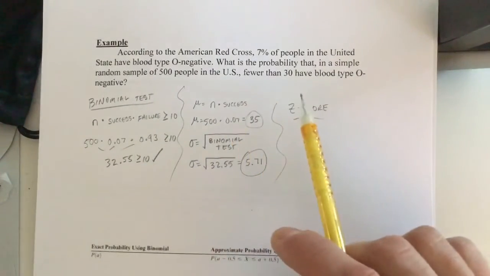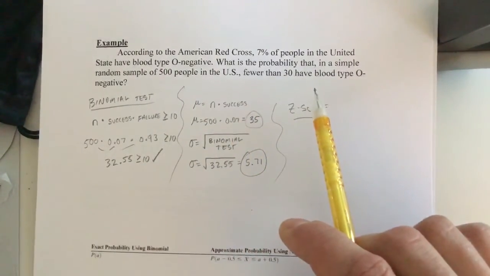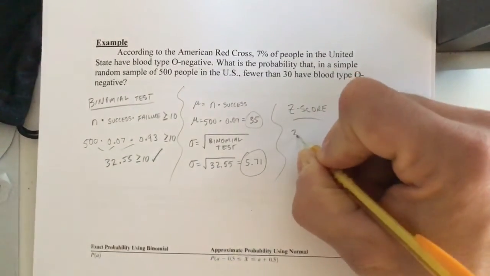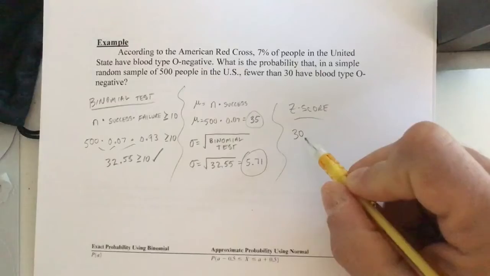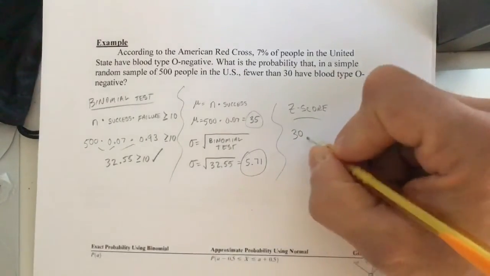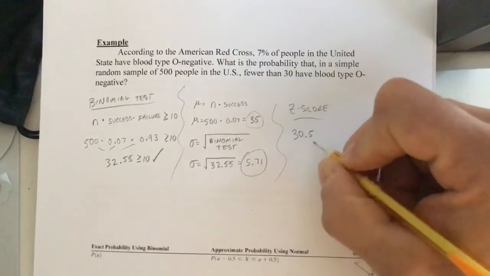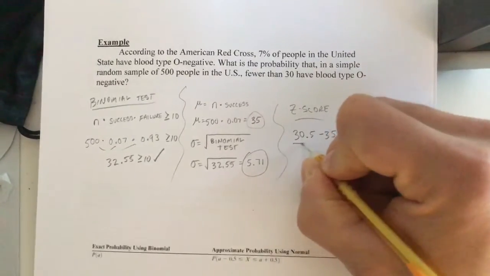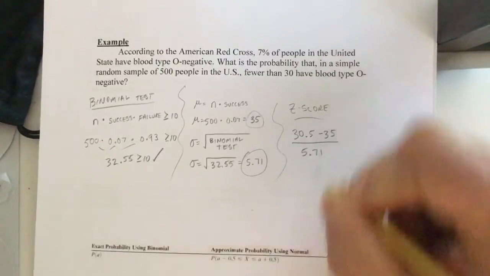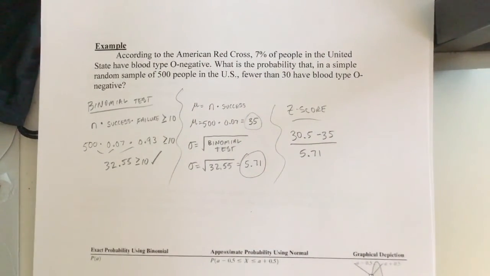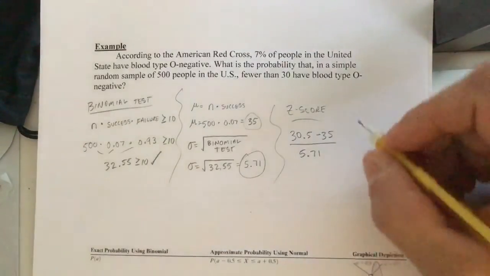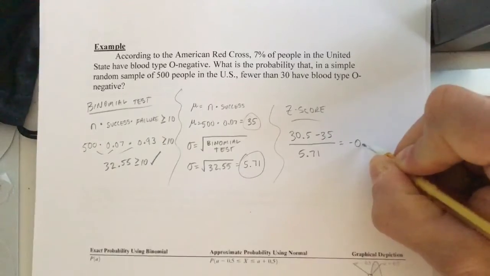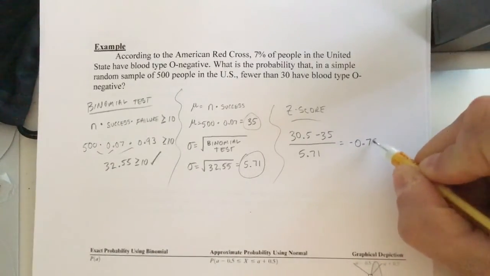Whenever it's less than, we actually add a half. So, coming back up here, fewer than 30 is just a fancy way of saying less than 30 have blood type O negative. So up here, it's tempting, as we said, to put in our x value of 30, but we have to add that half because of the approximation. So we're going to use 30.5 minus 35 all over 5.71. Okay. So feel free to snag your calculator. Make sure we round to the nearest hundredth because we're going to look this up. When we run our math, we get negative 0.79.